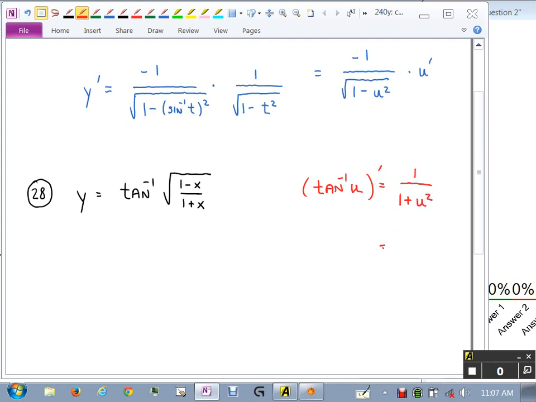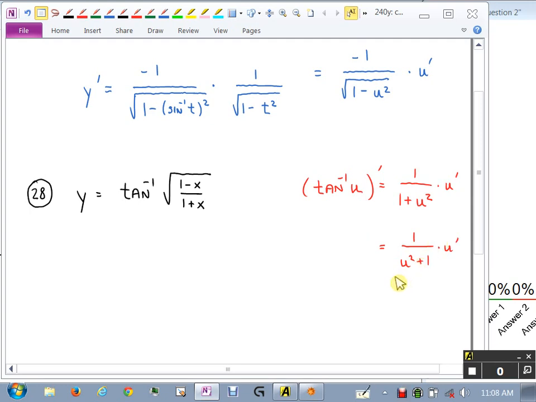Would it be okay to write that as 1 over u squared plus 1? Yes, right? Because addition is commutative. So just be aware, anytime we see the sum of 2 perfect squares like that in the denominator, with 1 on top, that is the derivative of arctangent. All right, so then we would have times u prime. Forgot to put that out here. Times u prime, times u prime.